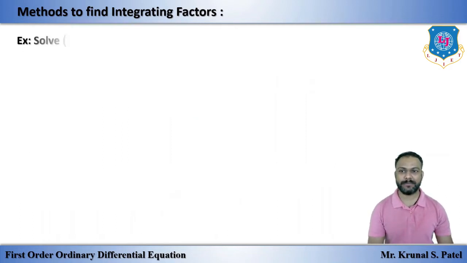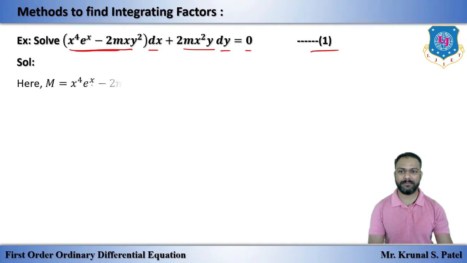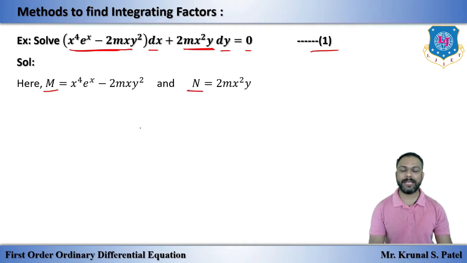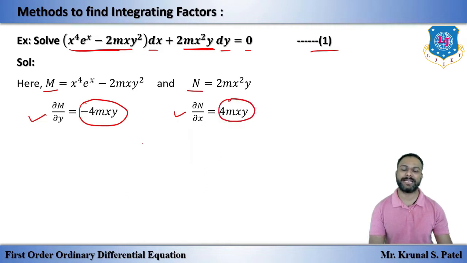Okay, so let's understand both methods by one example. First example, solve this M dx plus N dy equals 0. Call it equation number 1. This is our M, this is our N. Differentiate M partially with respect to y, differentiate N partially with respect to x. We have these two derivatives, and you can see that this is minus 4mxy and this is 4mxy. Both are not equal, that means the given differential equation is not exact.